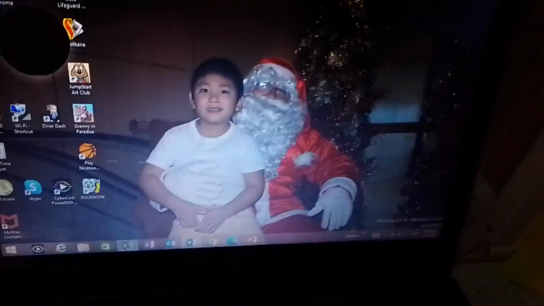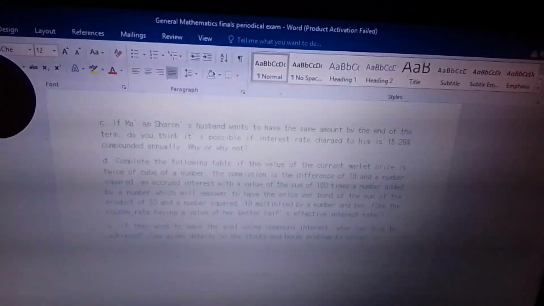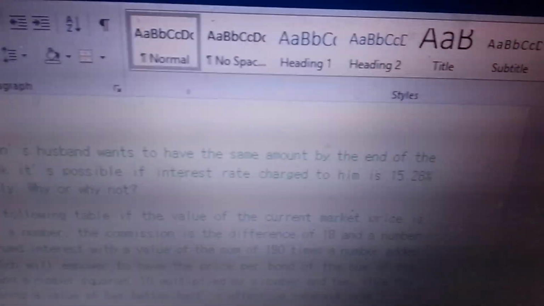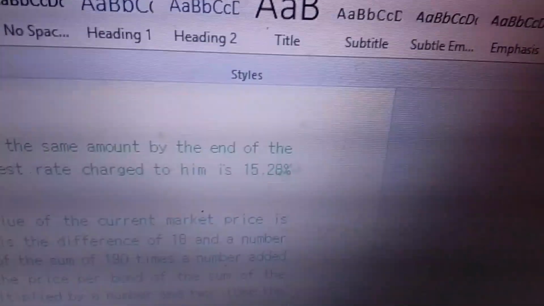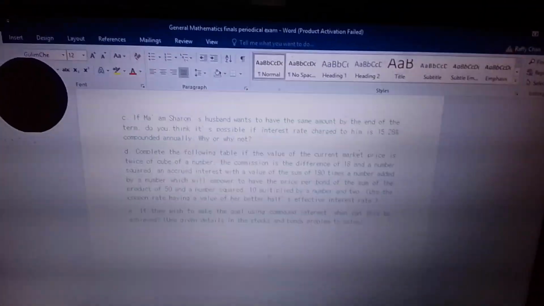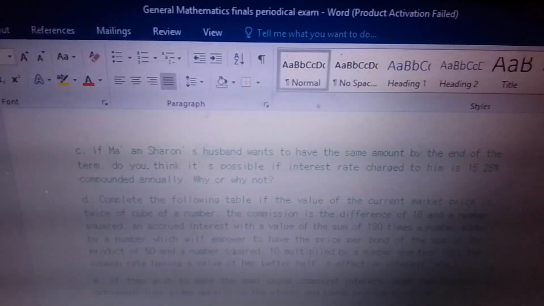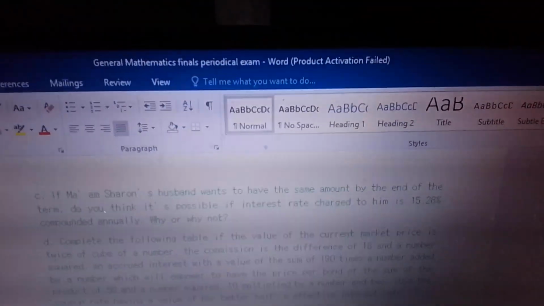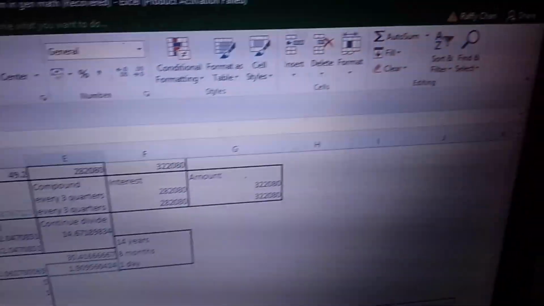That's the answer. Now to our next question. If Ma'am Sharon's husband wants to have the same amount by the end of the term, do you think it's possible if the interest rate charged to him is 50.28% compounded annually? Remember in the third question it says, if the husband of Ma'am Sharon wants to have the same amount, what's the value?